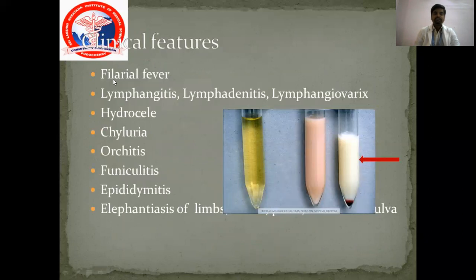Clinical features: filarial fever, lymphangitis, lymphadenitis, lymphangiovarix, hydrocele, chyluria, orchitis, folliculitis, epididymitis, elephantiasis of the limbs. Chyluria is nothing but lymph, fat-containing fluid, in the urine. So you can see the white-colored urine. This is the urine sample. The patient passes lymph in the urine, which is white in color.